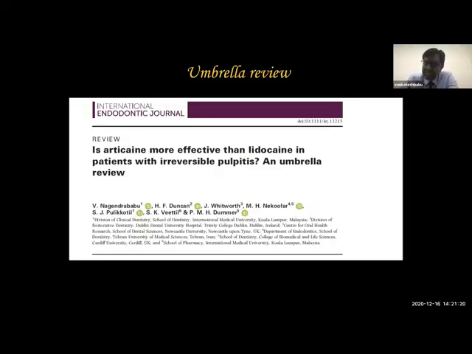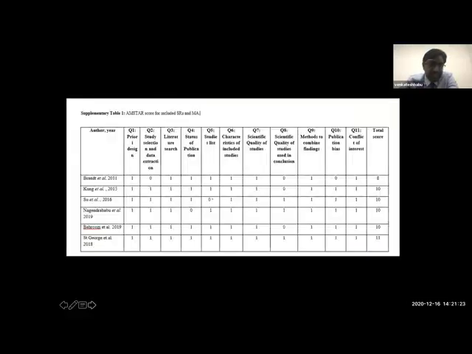So in this particular study, we have got almost 6 systematic reviews. I think the results are totally controversial. Few systematic reviews support articaine and few systematic reviews say there is no difference. So that's why we underwent this umbrella review and we concluded that articaine is better. Once we collected all the systematic reviews, you have to critically appraise them based on this AMSTAR tool. AMSTAR is a tool which is available to assess the quality of systematic reviews, not clinical trials.